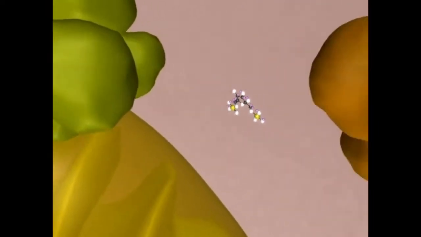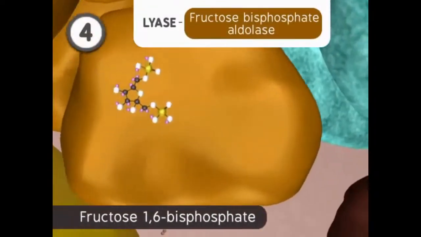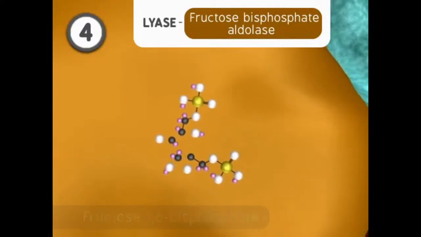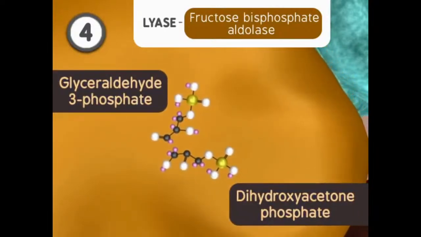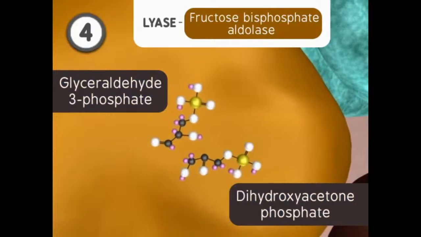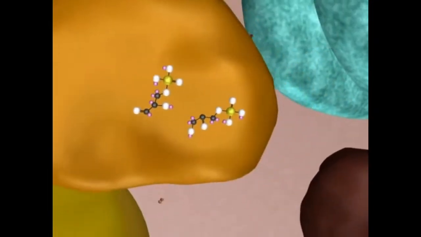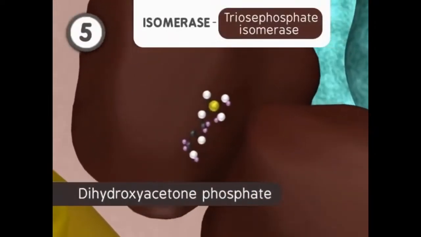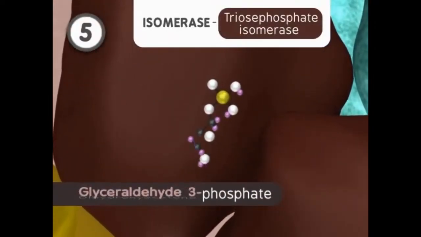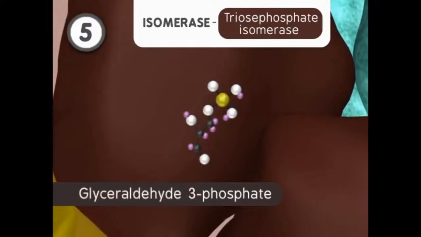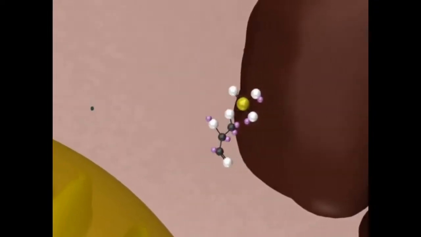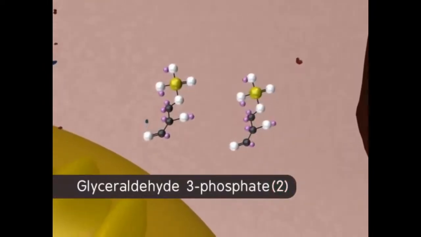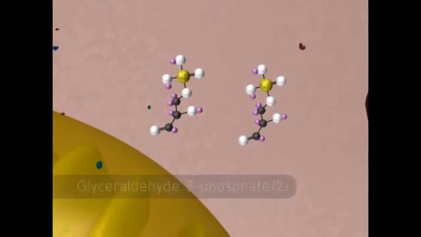In the fourth step of glycolysis, a lyase reaction splits the 6-carbon fructose-1,6-bisphosphate into two 3-carbon sugars, dihydroxyacetone phosphate and glyceraldehyde 3-phosphate. The dihydroxyacetone phosphate is rearranged by another isomerase to form a second glyceraldehyde 3-phosphate. At this point in glycolysis, glucose has been metabolized into two glyceraldehyde 3-phosphates, and two ATPs have been consumed.